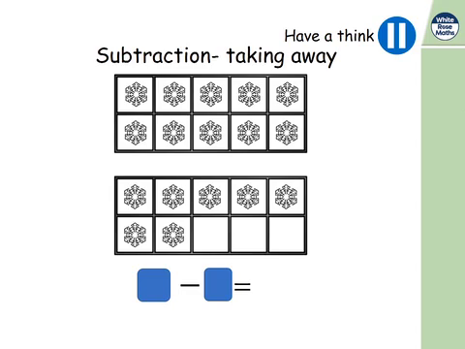Now, I'd like you to take a look at this picture and then watch carefully. We've started with some snowflakes. I'm going to take some away, and I want you to come up with the number sentence. Here we go. I'd like you to pause here and have a think. How many snowflakes did you start with? How many did you take away? And how many do you have left? Pause here.